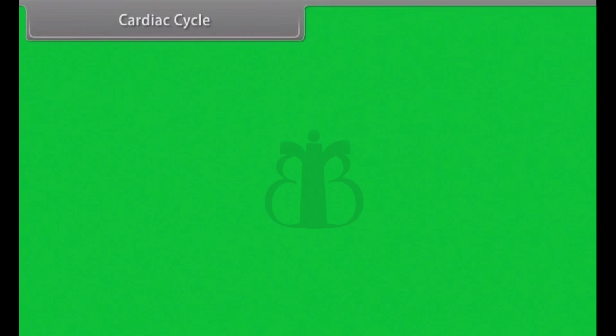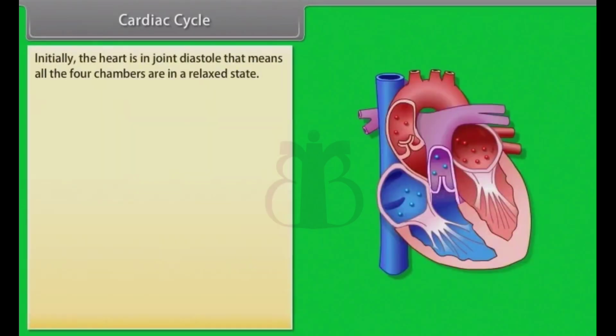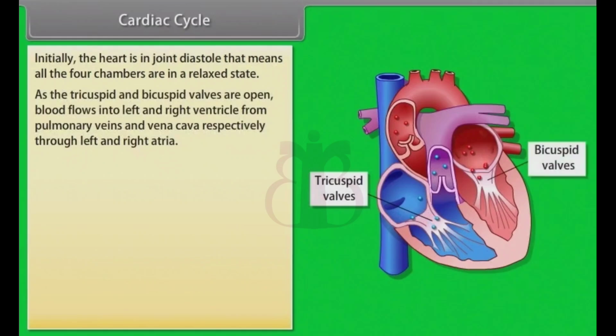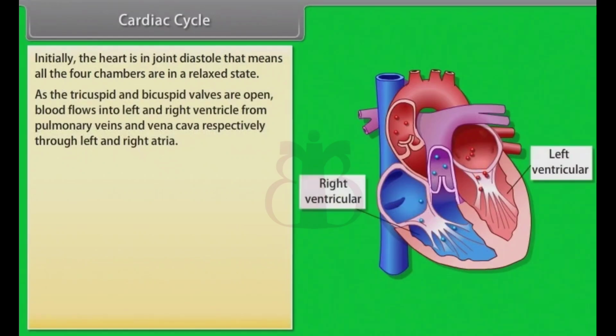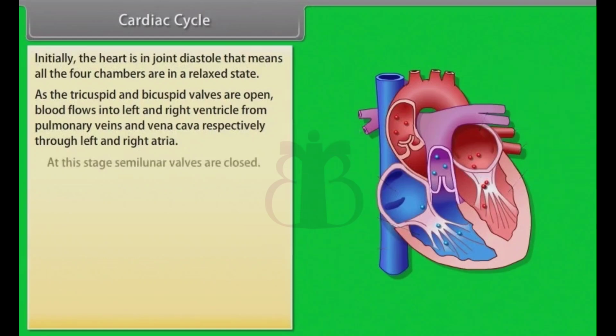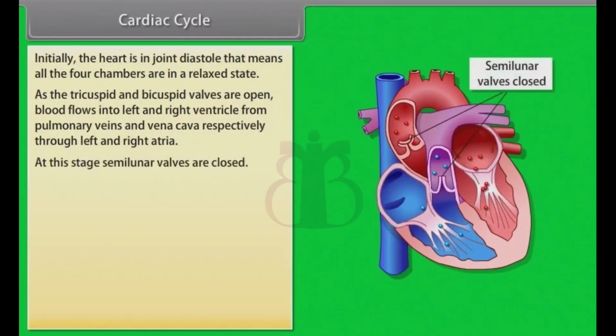Cardiac cycle. Initially, the heart is in joint diastole, that means all the four chambers are in a relaxed state. As the tricuspid and bicuspid valves are open, blood flows into the right and left ventricles from the vena cava and pulmonary veins respectively through the right and left atria. At this stage, semilunar valves are closed.